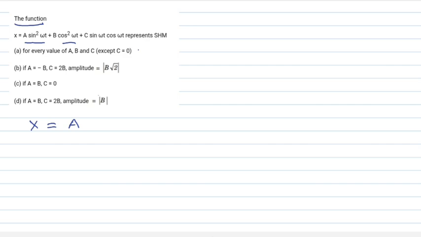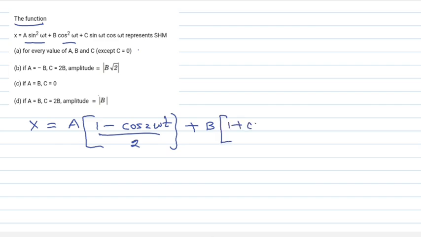We can take sin square omega t as (1 minus cos 2 omega t) by 2, plus b into, we can take cos square omega t as (1 plus cos 2 omega t) by 2, plus c into, we can take sin omega t into cos omega t as sin 2 omega t by 2.